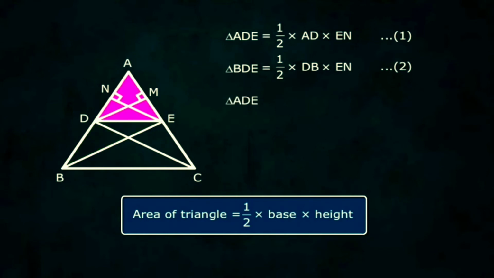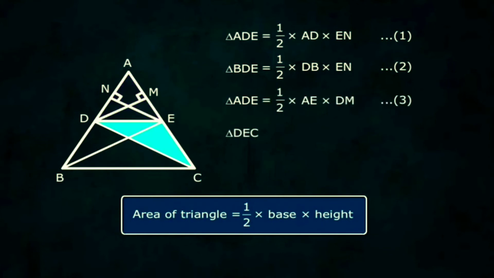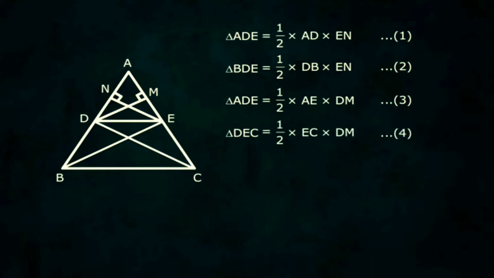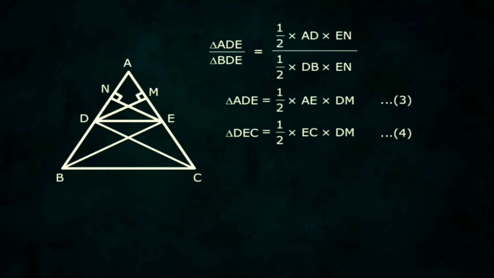Now the area of the triangle ADE is half into AE into DM, and the area of triangle DEC is half into EC into DM. So we got these 4 equations. Let us divide equation 1 by equation 2. What do we get? Area of triangle ADE by area of triangle BDE is this. Here half and EN get cancelled. So we have AD by DB.